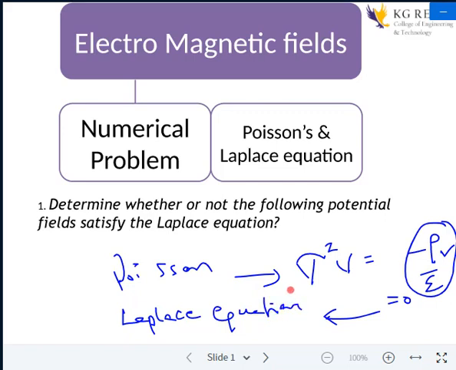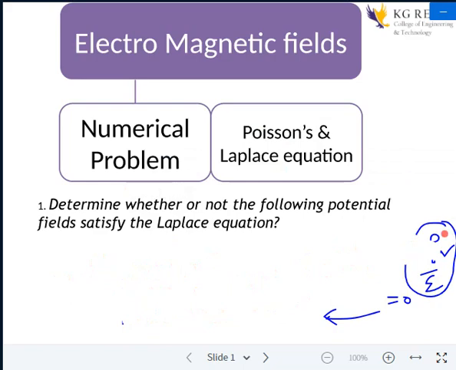Today in the question it has been asked to determine whether or not the following potential fields satisfy the Laplace equation. So I will be giving you one equation. If you solve that equation and get a result of 0, then it is a Laplace equation, and if the result is not 0, then it is Poisson's equation. Let me solve this problem. Today we will be solving it in the rectangular coordinate system.